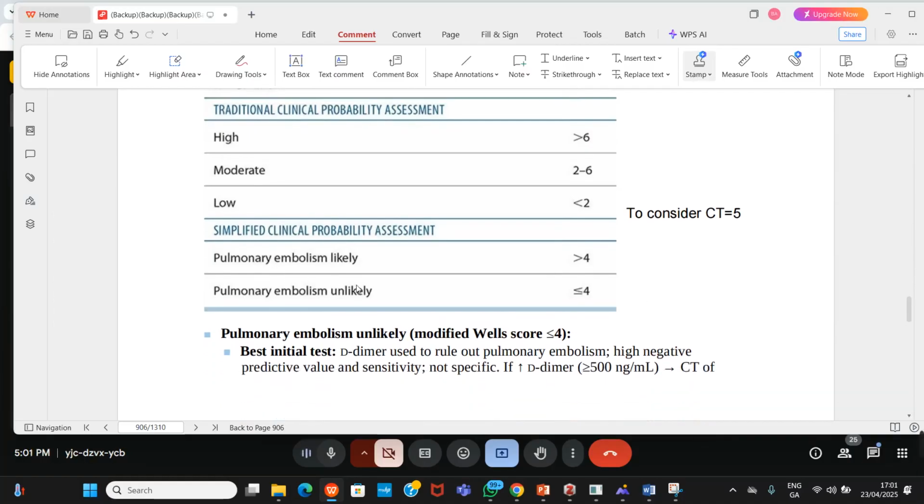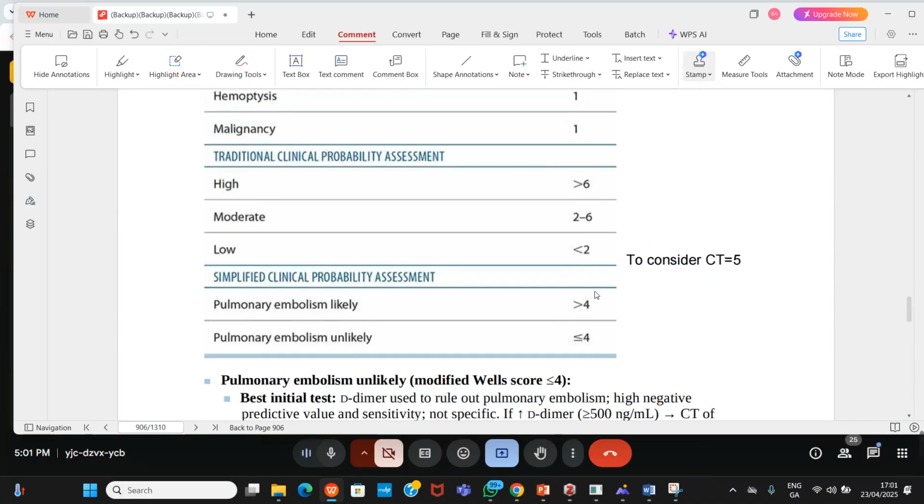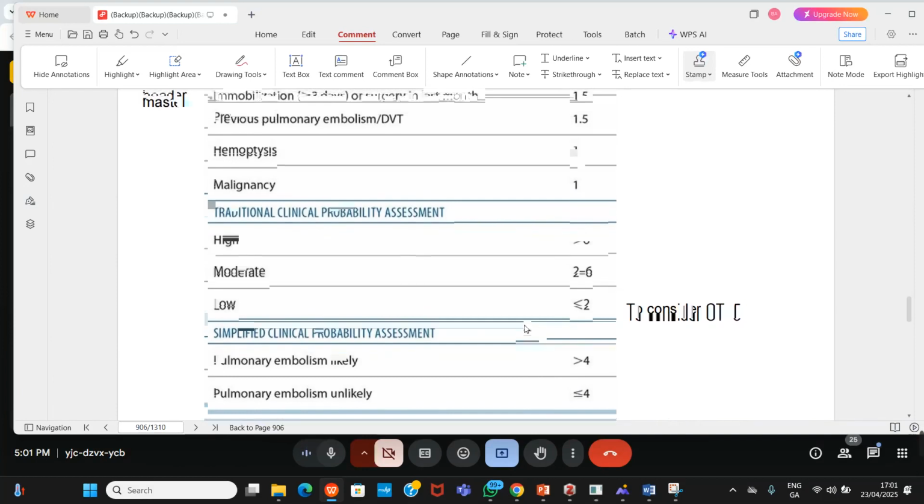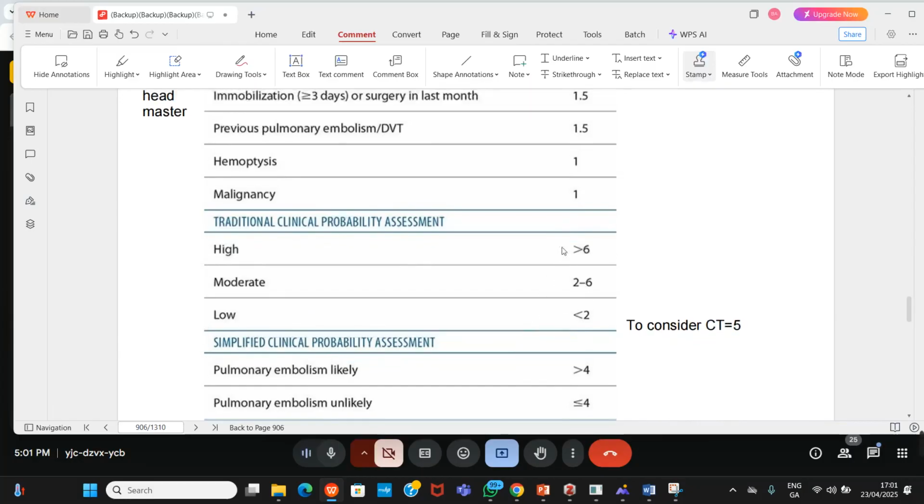No rush. Then I go further to calculate PIT. Previous DVT or PE, 1.5. Immobilization, 1.5. Tachycardia, 1.5. Headmaster: hemoptysis, 1. Malignancy, 1. Now, which one am I going to use first? The one you are going to use first most of the time is the simplified clinical probability assessment scoring. If we get a value of greater than 4, your best next step is to do a CT angio, a contrast-enhanced CT scan. That is it.